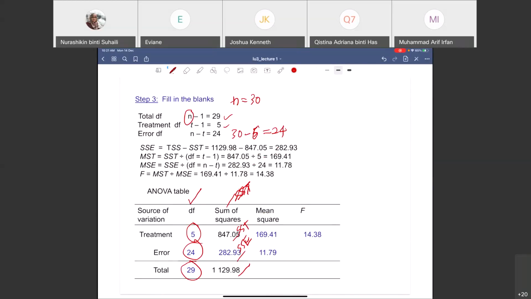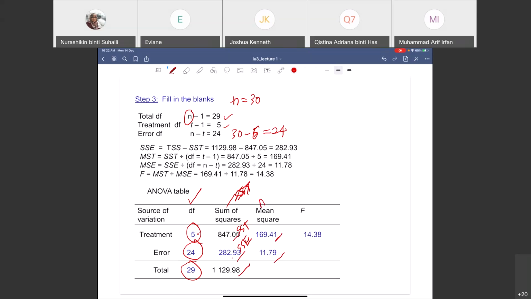Okay, after you have solved that, it would be much easier, because the mean square is SST divided by DFT. You got this one, meaning 847.05 divided by 5, you got 169. And this one is 282.93 divided by 24, you got 11.79.